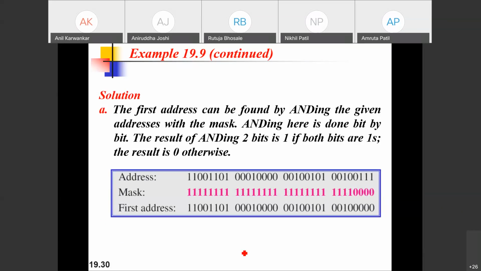So 1 and 0 is 0. If it's 1 and 1, then it's 1. If it's 0 and 1, it's again 0. So the first address is found if one address is given to you and a mask is given: AND the mask bit by bit with the address, and that will give you the first address.